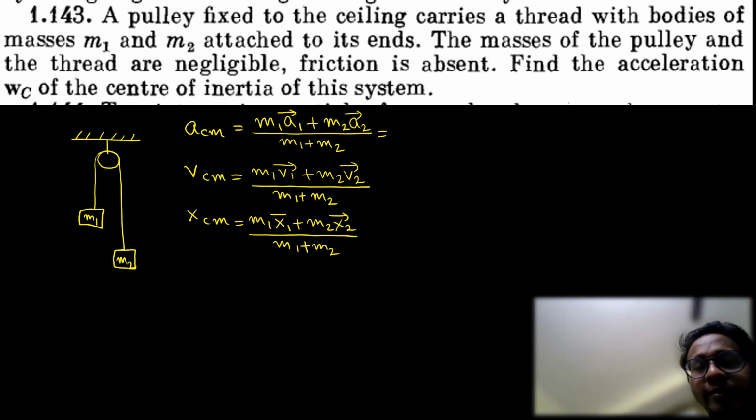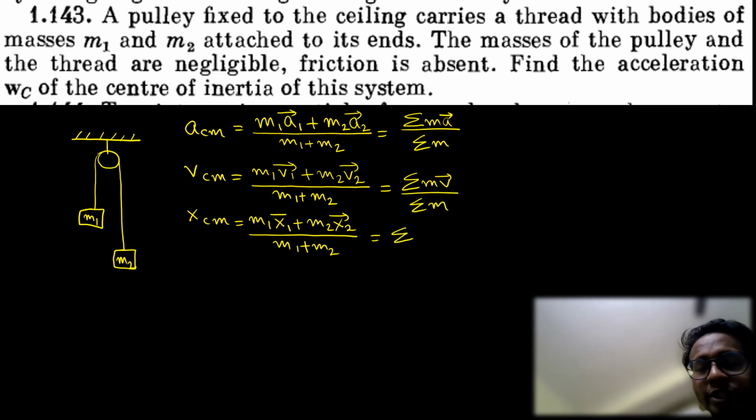So this is nothing but the summation of mass into acceleration divided by the total summation of mass, for the acceleration vector. Summation of mass into velocity vector divided by summation of mass. And here, summation of mass into position vector divided by summation of mass. So I have to find out the acceleration of center of mass here.